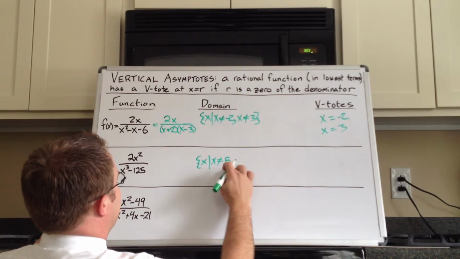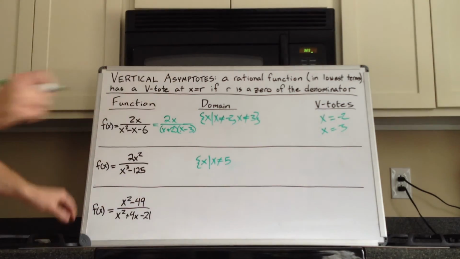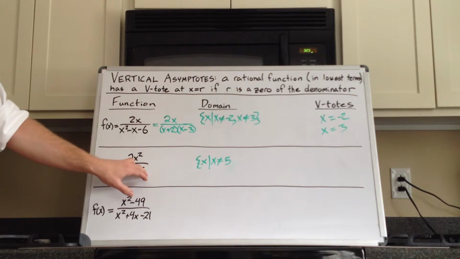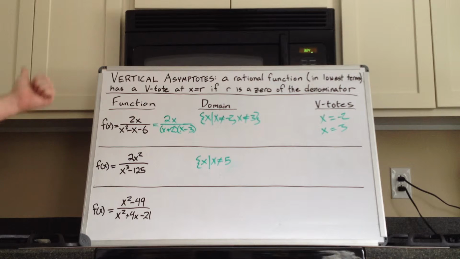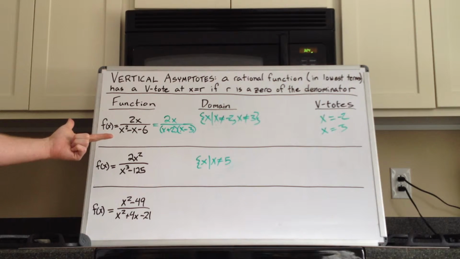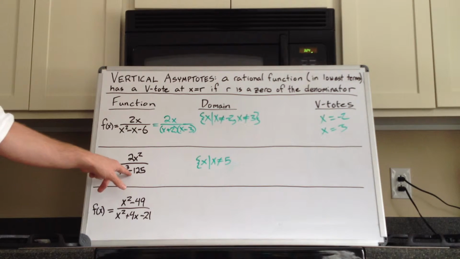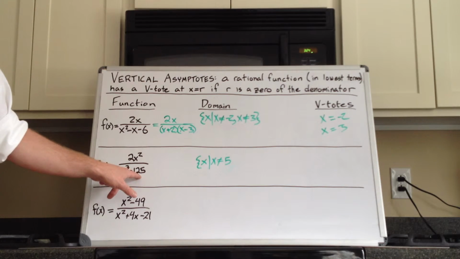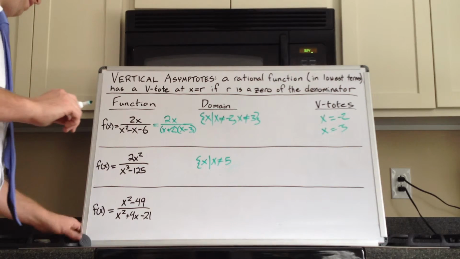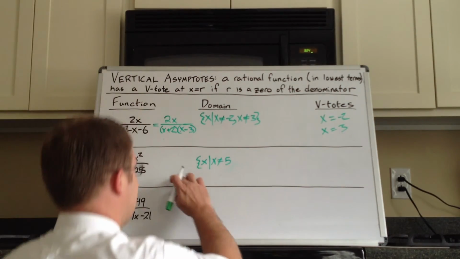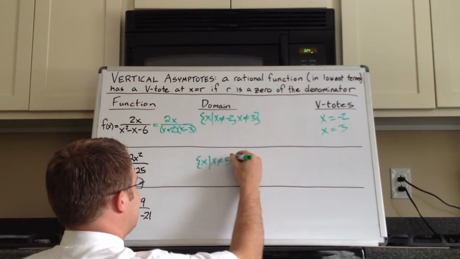Well, we don't know if there's going to be another one. Now we need to check when x is negative 5, is this also equal to 0? So negative 5 cubed is going to be negative 5 times negative 5 is positive 25. Times negative 5 again is negative 125. So negative 125 minus 125 is going to give us negative 250. So that is not a 0 of this function. So f of x would be defined at negative 5. So this is our domain. All x such that x is not equal to 5.